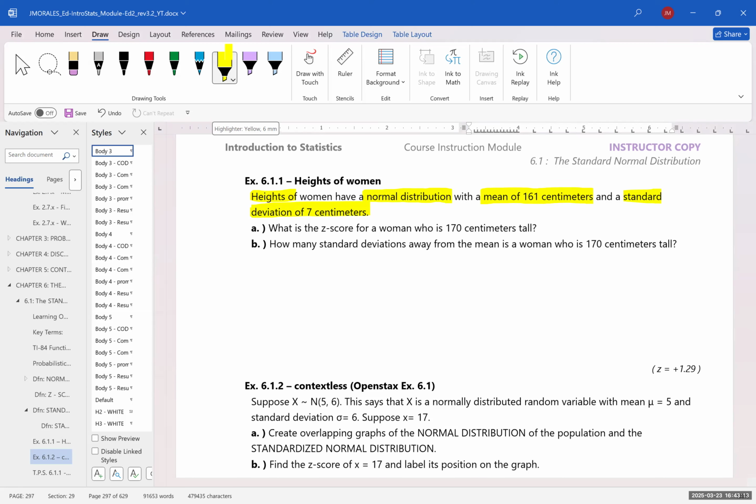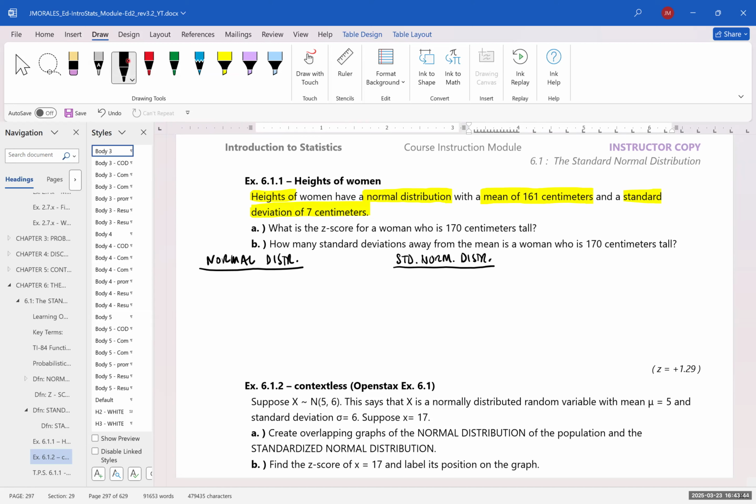All right, so first, let's make a picture of what we're looking at in a normal distribution. And then we'll make a picture using a standardized normal distribution. And that'll help us kind of expect what our answer is going to be.